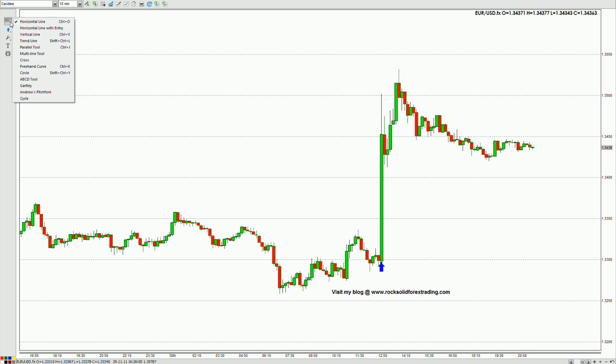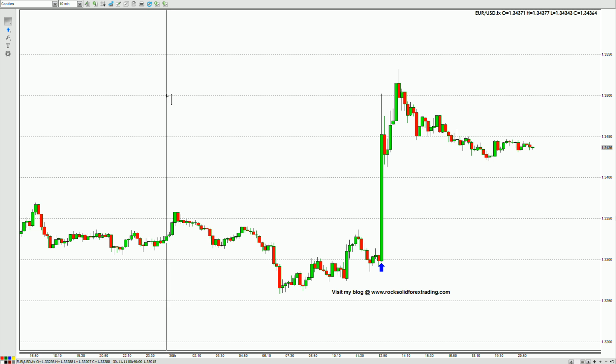Our start of day here was at this point right here, and we had a little bit of back and forth activity, one big move, and then a little bit of pullback off of that move, and that's been the extent of it. One move within a 10-minute candlestick was the extent of the move.